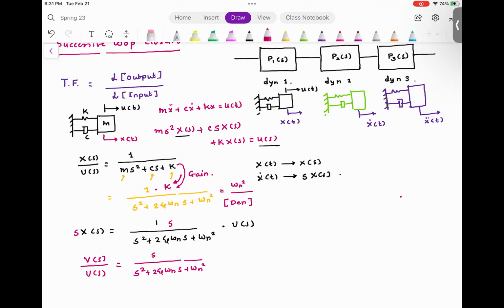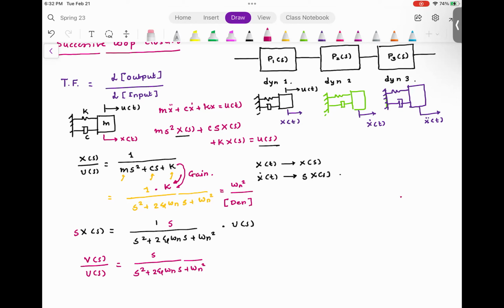But no matter what I do, the numerator of the first transfer function will not be 0. So the first transfer function has some poles but no zeros. The second transfer function is s square, which means there is one value of s, s equal to 0. So it actually has a zero. And if you have s square, s cube, that tells you the number of zeros that you have.